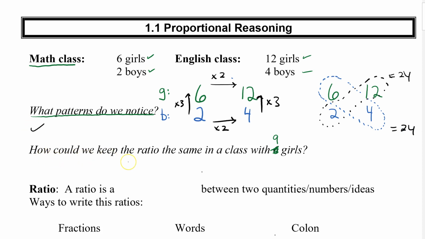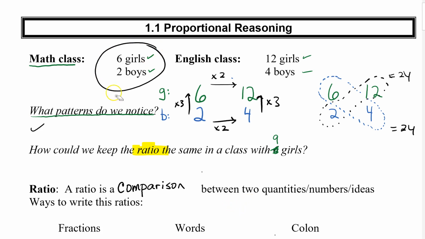How could we keep the ratio the same in a class with 9 girls? Well, first of all, we use this word ratio without even saying what it is. So in the next line here I say a ratio is a comparison between 2 quantities or numbers or ideas. So what are the things that we were comparing here? Well, there were 2 kinds of comparisons that we're doing. We're comparing, let's say, girls to boys, right? That's the obvious one to look at.